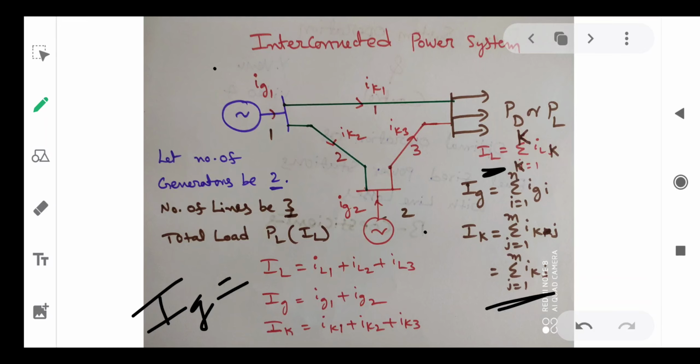So by using that expression you can understand that the total current fed by all the generators together is Ig, and that is equal to Ik, which will feed the load equal to IL. This is the basic and fundamental point of our discussion.